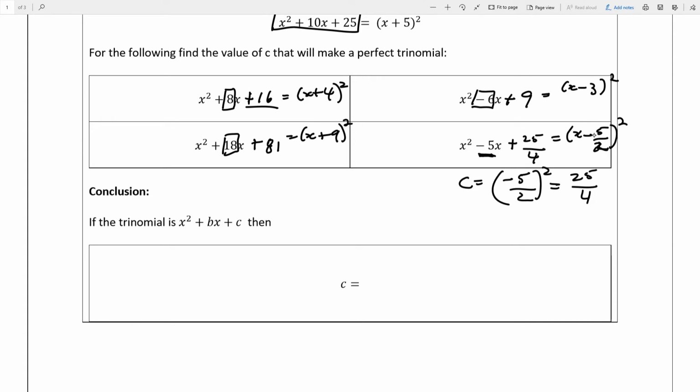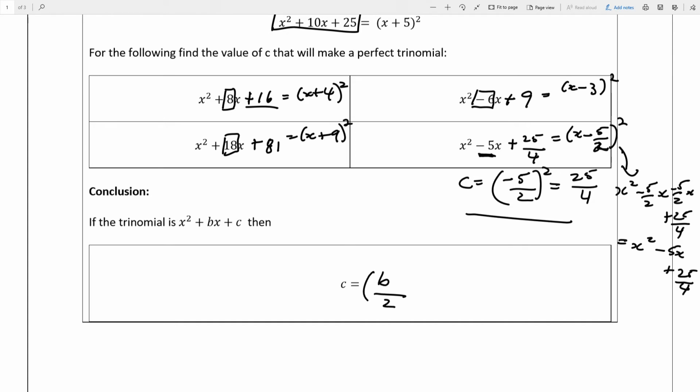We can double check that this is in fact equal to this by FOILing it out. It should be x squared minus 5 over 2 x twice, and then plus 25 over 4, which is x squared minus 5x plus 25 over 4. If the trinomial is x squared plus bx plus c, then c should be equal to, as we've already established, b divided by 2, squared.